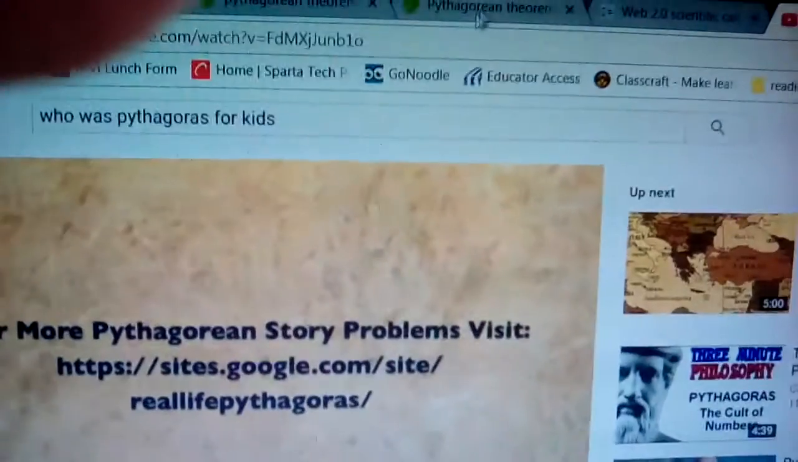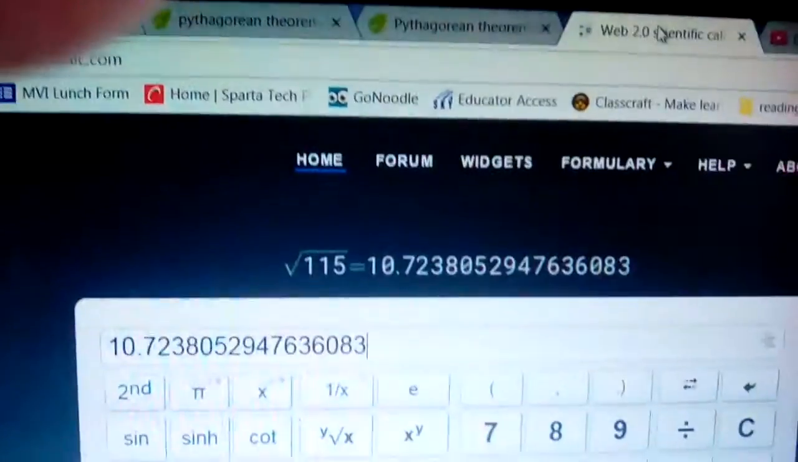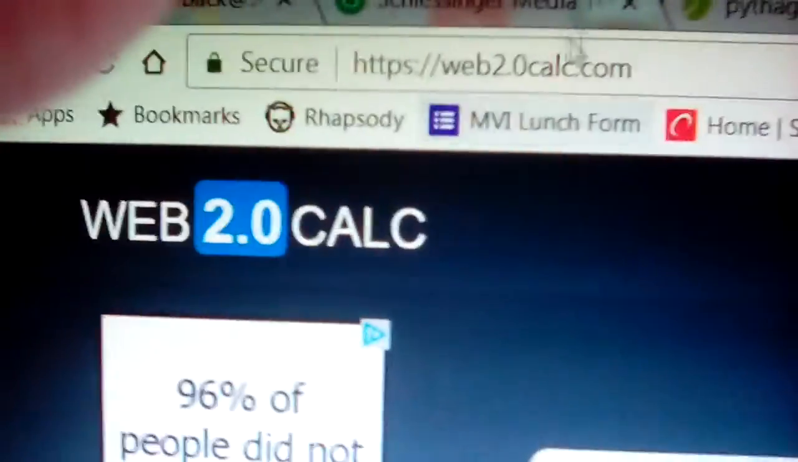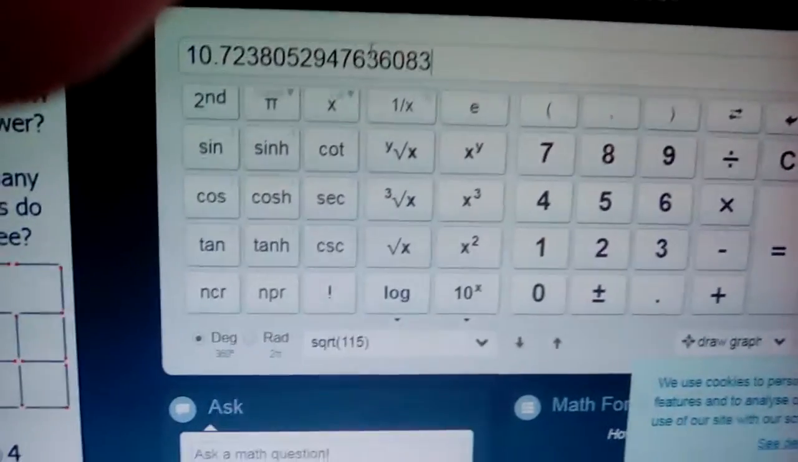Now I want you to use a scientific calculator for this. I like to use this Web 2.0 calc. It kind of looks like this. That's the Web 2.0 calc. It's a scientific calculator. It's really helpful.